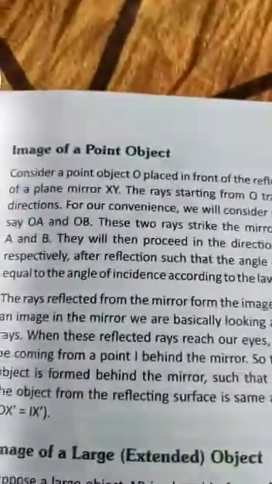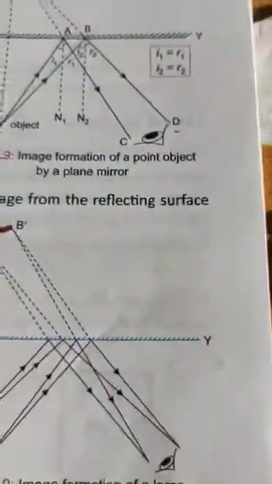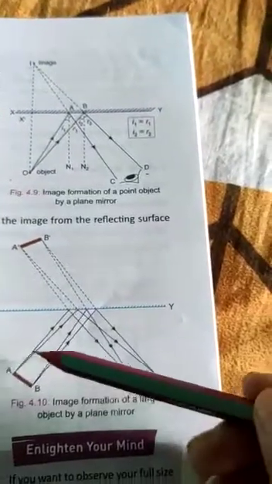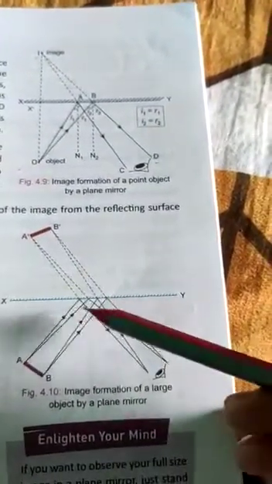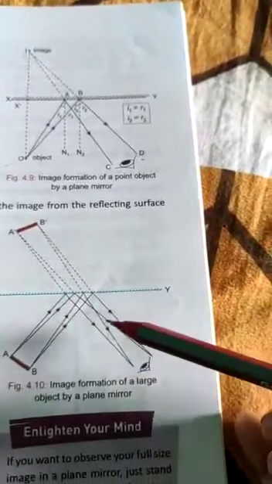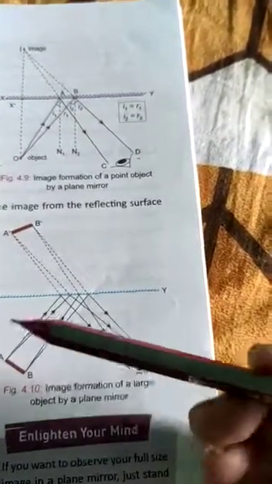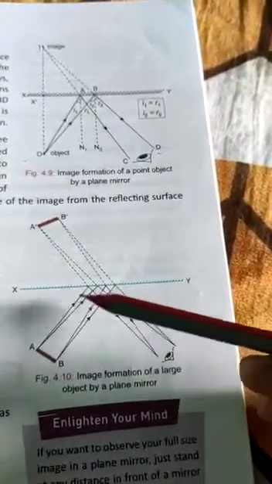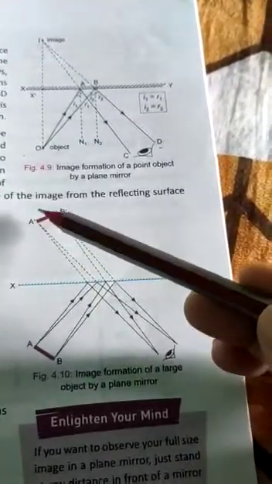Clear? All these points are important. Now, image of a large extended object. Extended object means, suppose a large object AB is placed in front of a plane mirror XY. Okay, it reflects light rays in all directions. We only consider the rays of light starting from points A and B. They fall on the surface and are reflected in a particular direction, following the laws of reflection. This also reflects back in the same manner, but the image is formed behind the mirror. So the image is formed here, A dash B dash.